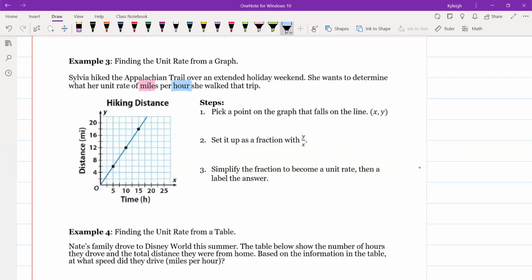So we have miles on this side, and we have hours on the bottom. The steps are to pick a point on the graph that falls on the line. So we have this blue line, right? And then we had dots on it that were here, here, and here. So you're gonna pick one of those points. If we're being honest, I always pick the one closest to the bottom. So I'm gonna pick this one.